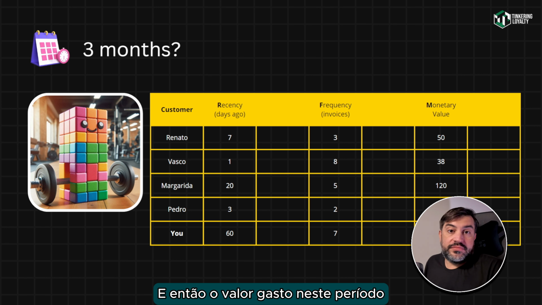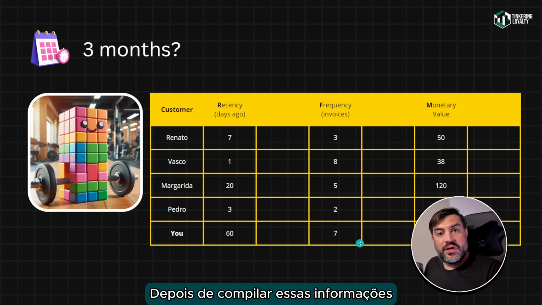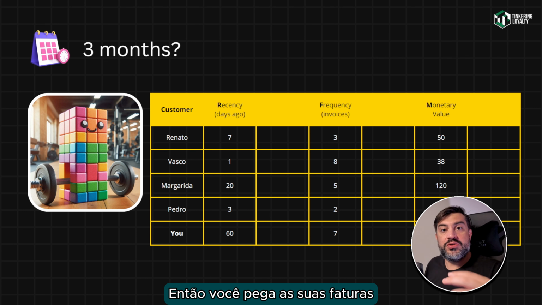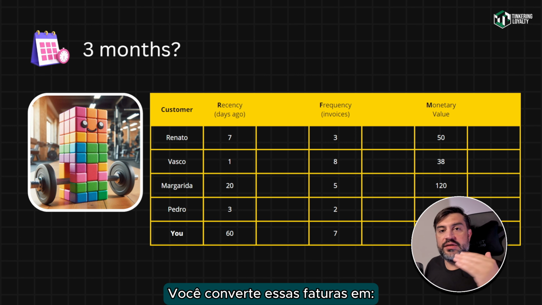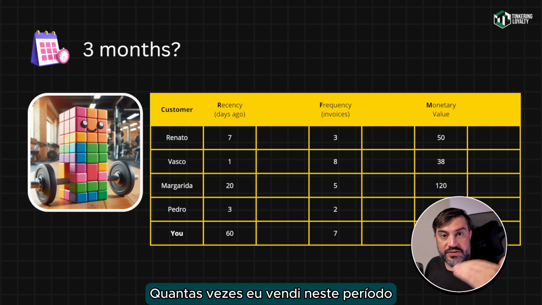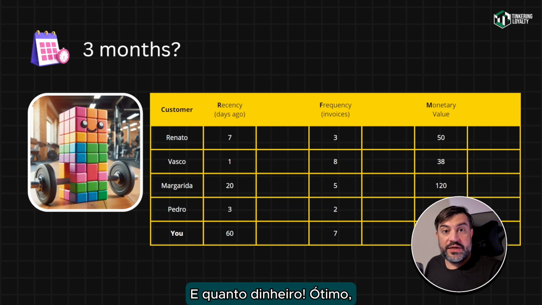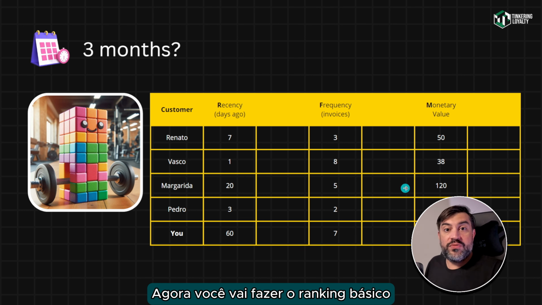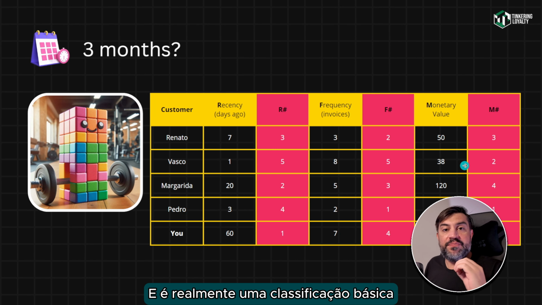And then the amount spent in this period, in this case 3 months. After you compiled this information, so you got the invoices, you converted those invoices into who did I sell to, when was the last time, how many times I sold to them in this period, and how much money. Great. Now you are going to do the basic ranking, and it's really a basic ranking.